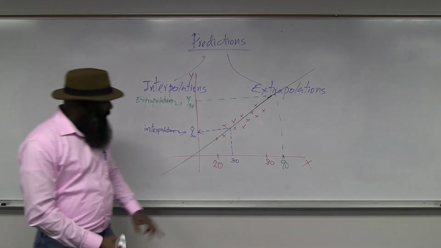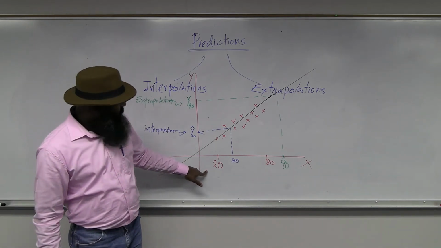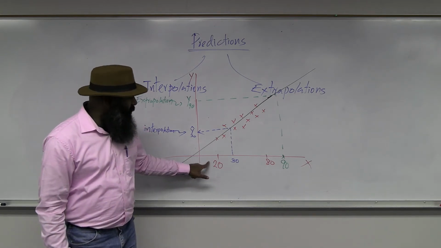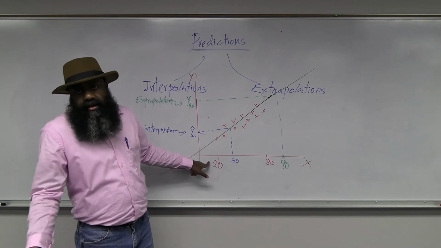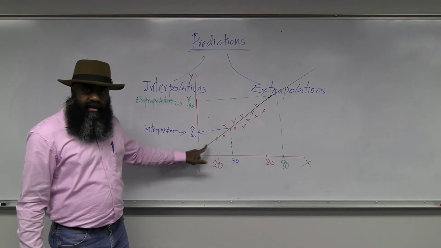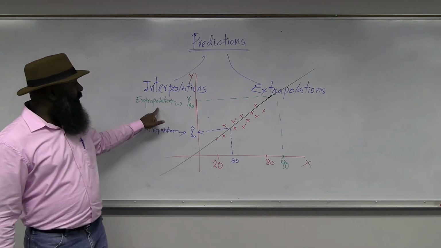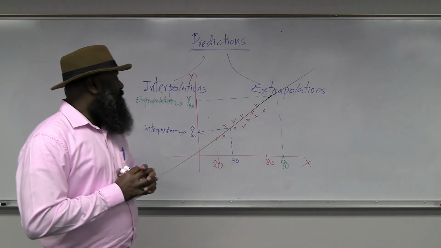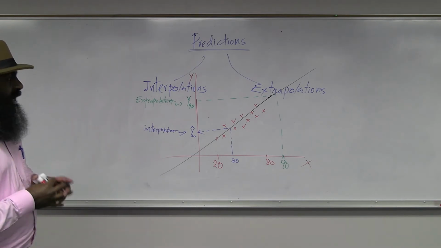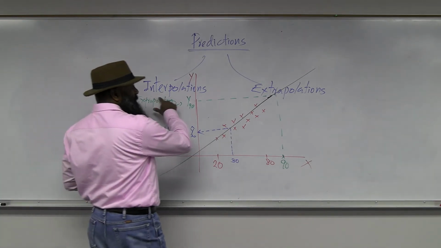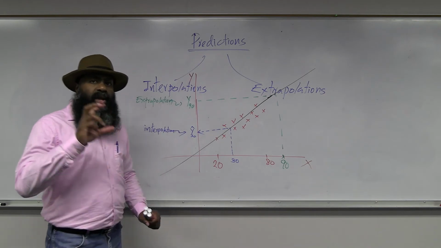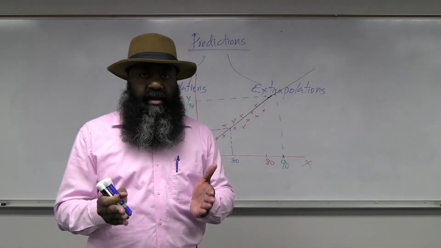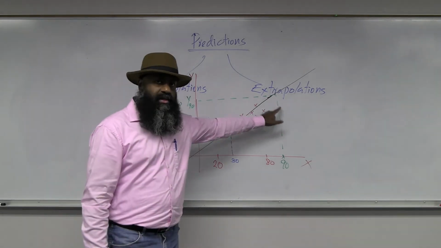If I selected a value lesser than 20 also for x, since the minimum is 20, let's say I wanted to predict the y value when x is equal to 10, that calculated y value will also be called an extrapolation. Okay. So there are two basic types of predictions, interpolations and extrapolations. Now we have to evaluate the fitness of the regression equation that we obtain for each of these two situations.